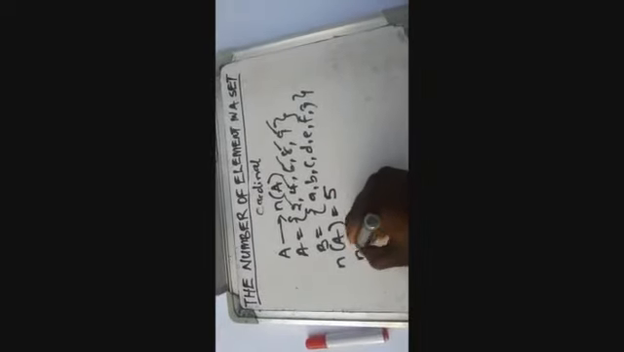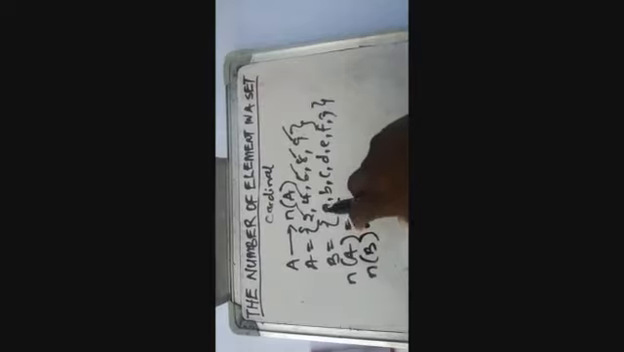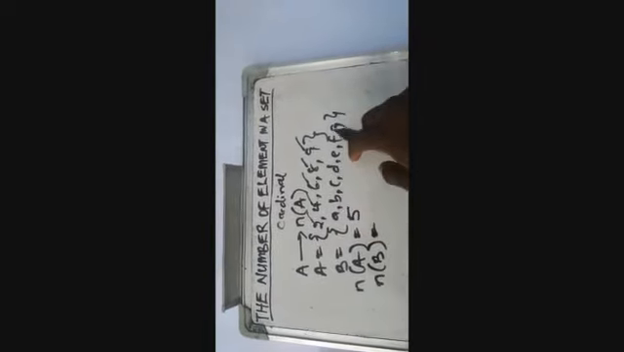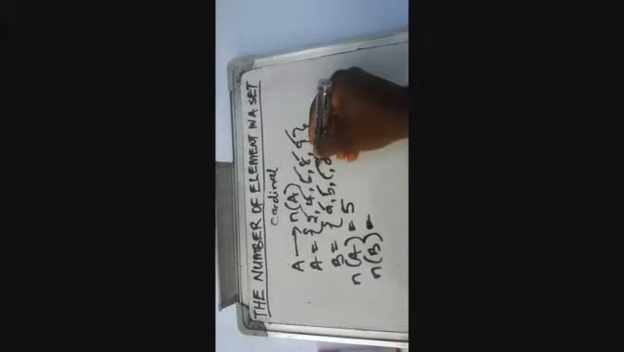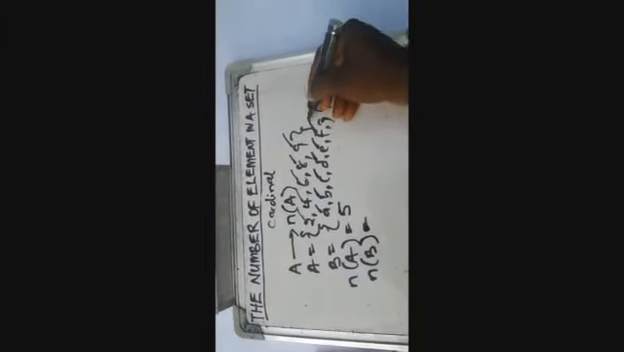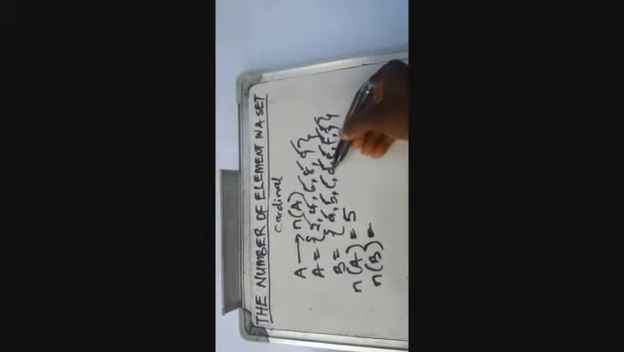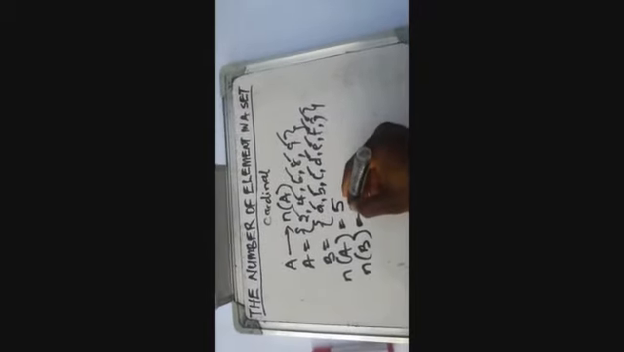Now, to get the number of B, we are going to check, is any element here repeated? No element here is repeated. So we are going to count them one after the other. 1, 2, 3, 4, 5, 6, and 7, isn't it? We are going to have 7. So the number of B is equal to 7.